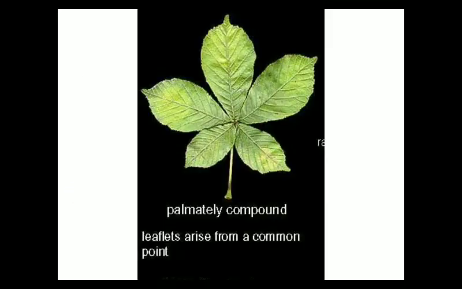This is a diagram of a palmately compound leaf. In this diagram you can see that this is the tip of the petiole, and a number of leaflets arise from the single point, which is the tip of the petiole. These leaflets arise from the tip of the petiole, and finally it gives a palm-like appearance. In our palm also we observe that many fingers arise from our palm. The same thing is taking place here.